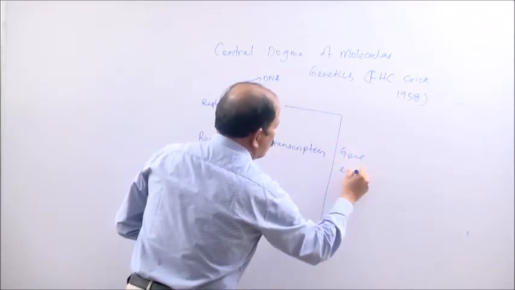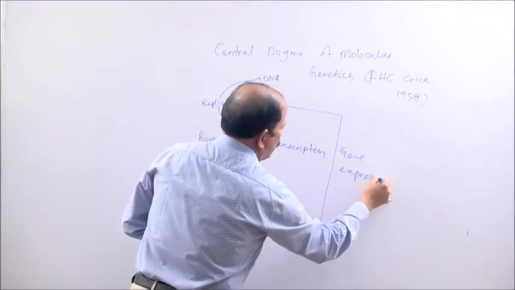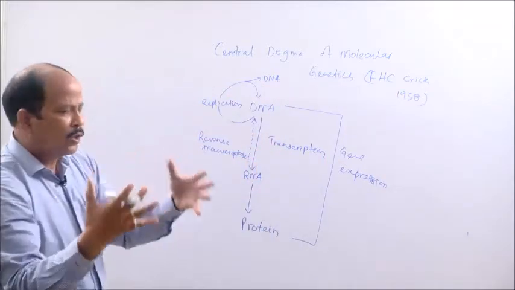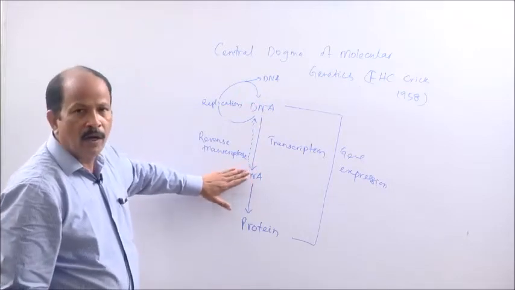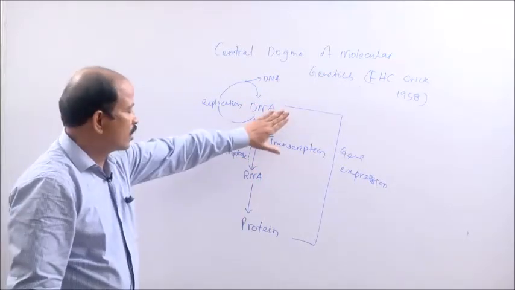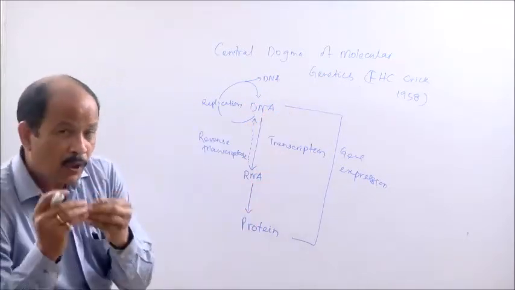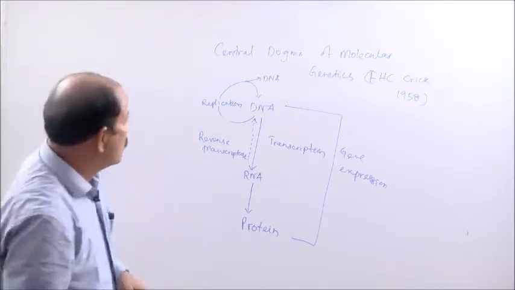So gene expression: a gene is made of DNA, and the DNA is the information molecule. From DNA it gives rise to RNA, and RNA gives rise to protein. Transcription, translation. Let me tell the fundamental things.